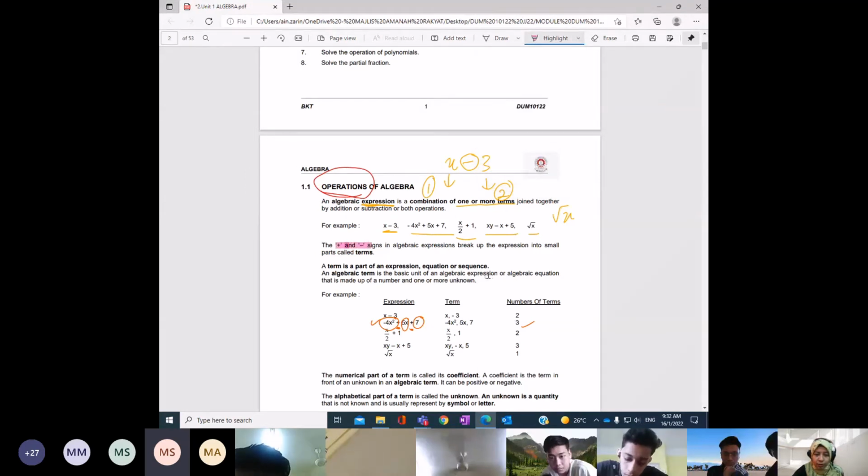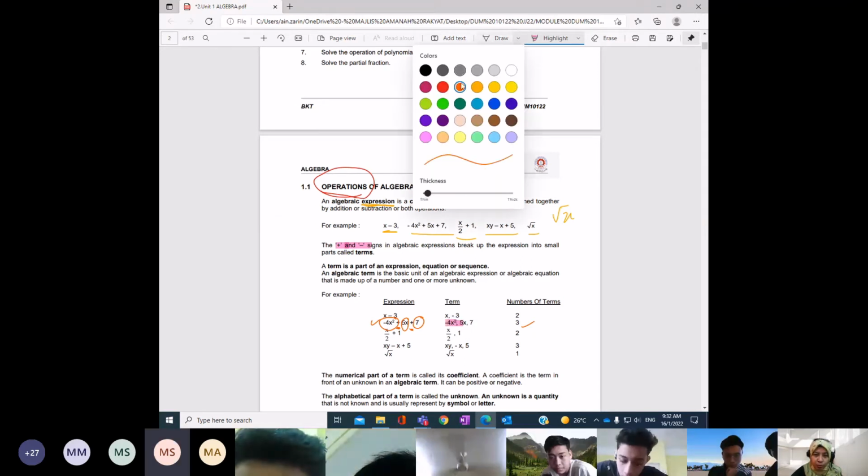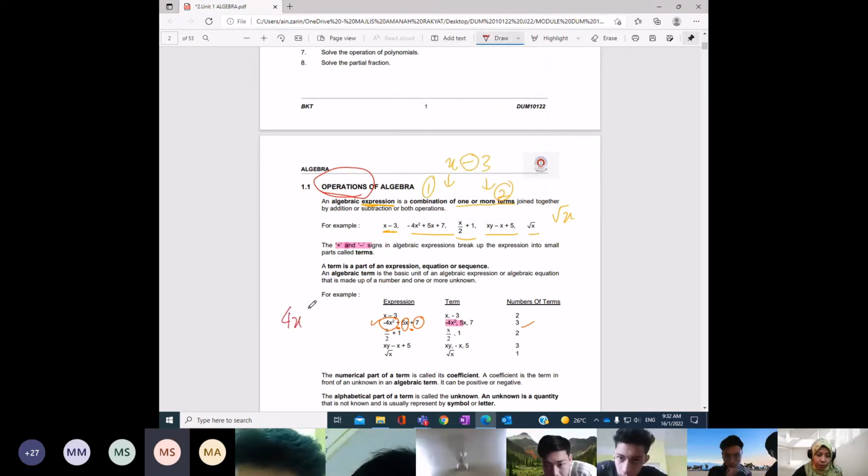addition and subtraction. Okay, so you nampak kalau saya kata multiplication, adakah dia memisahkan mereka? Tidak. Sebab apa? Contohnya macam ni, 4x kuasa 2. Okay, for example, if we have 4x kuasa 2, apakah yang memisahkan mereka ni? Siapa boleh respon? What is the operation?